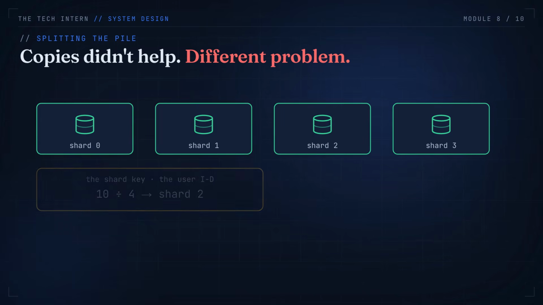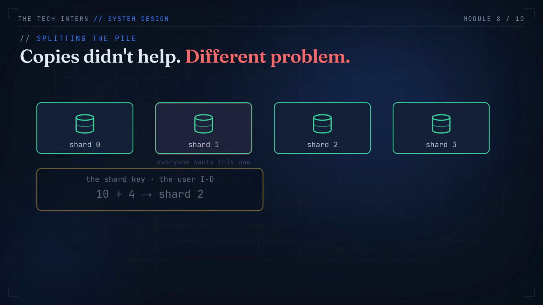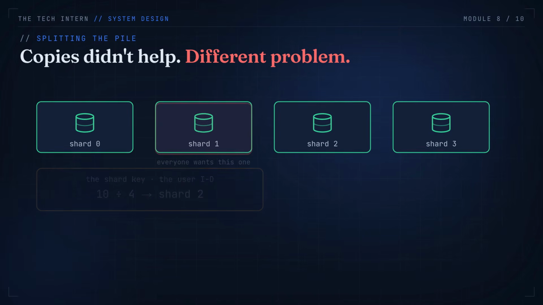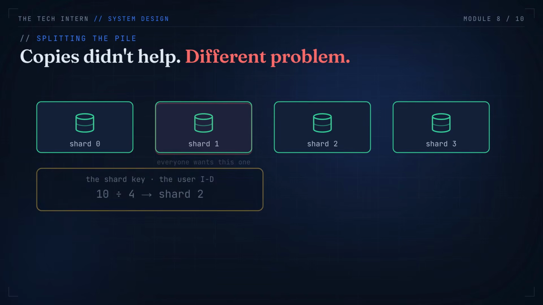But two things go wrong with this, and you should know both. The first is a hot shard. Suppose the 20 most popular restaurants in the country all happen to land on shard 2. Everyone's browsing them all evening. Shard 2 is on fire while the others idle.